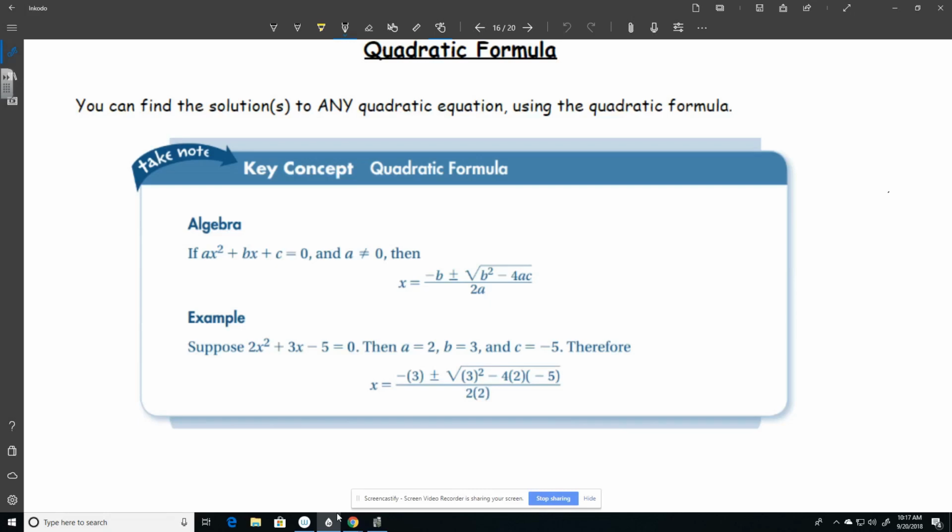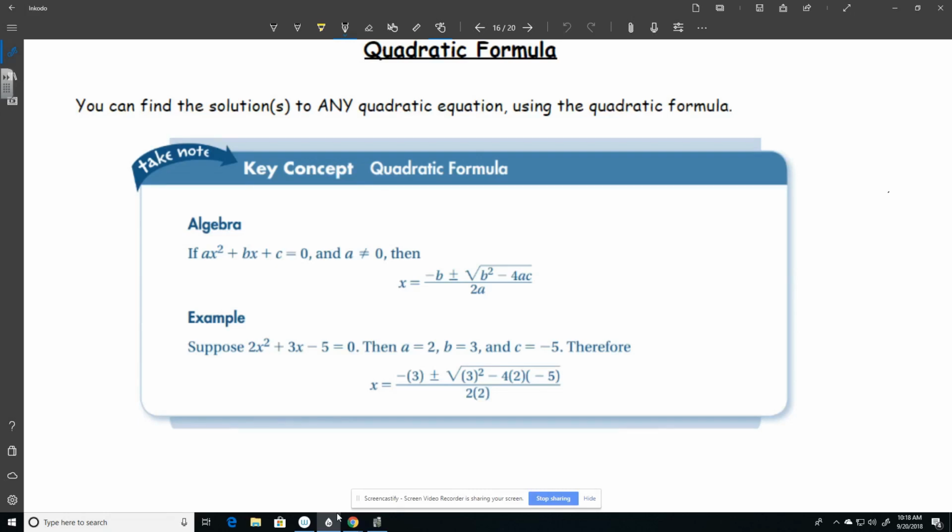So if you have a quadratic equation, ax squared plus bx plus c equals 0, as long as a is not 0, and that basically means that there's an x squared, then you can use this formula: x equals negative b plus or minus the square root of b squared minus 4ac, divided by 2a. You use that formula to find the solutions for this equation.